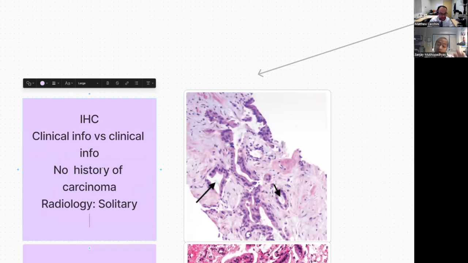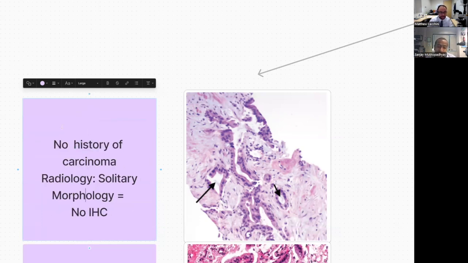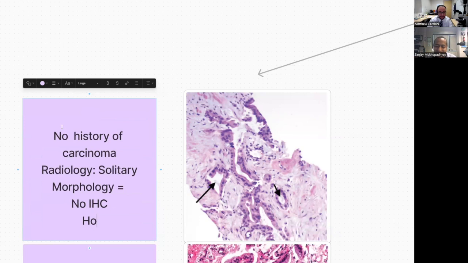Now the reverse is also true. If there is a history of cancer, let's say a history of breast or pancreatic cancer or something reasonable that could look like this, I would consider doing immunohistochemistry. And for radiology, if this was diffuse bilateral multiple nodules, I would consider doing some immunohistochemistry, although you still have to ask what immunohistochemistry you would do.